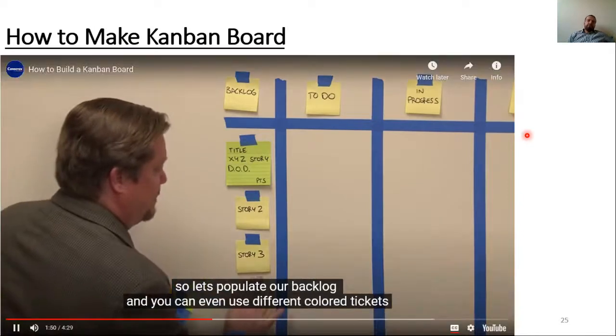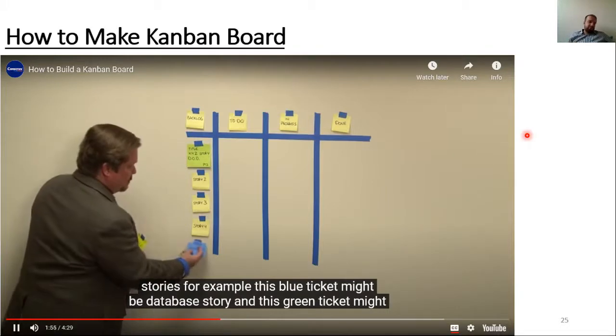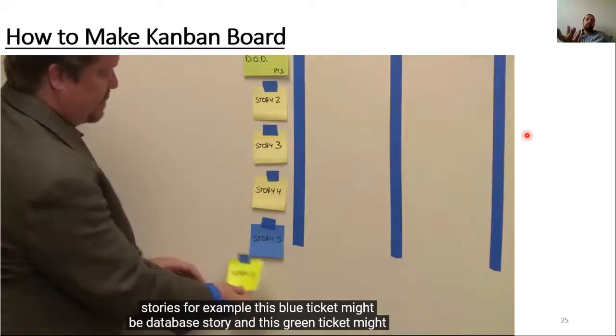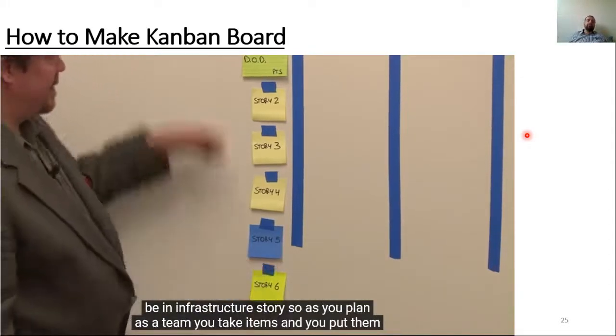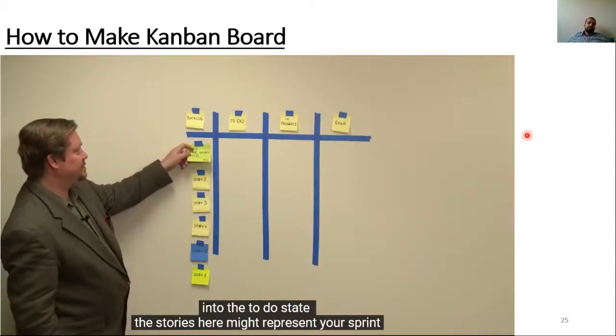Obviously, if you're in a manufacturing environment, you can replace the story 1, 2, 3, 4 by product 1, product 2, or item 1, or order 1 or 2, whatever it depends based on the nature of your industry. So as you plan as a team, you take items and you put them into the to-do state.